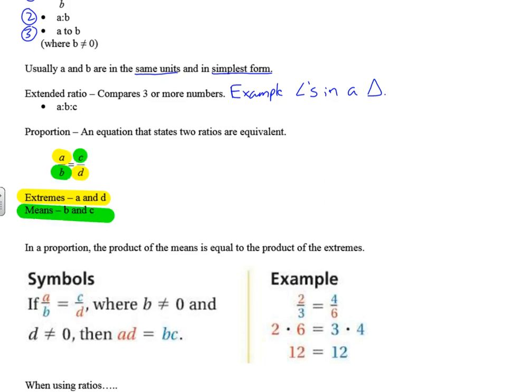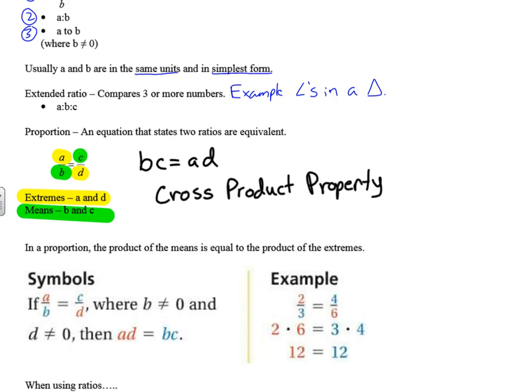When you have two fractions that are equal, use the cross product property. It's the product of the means equals the product of the extremes. It's the cross product property.